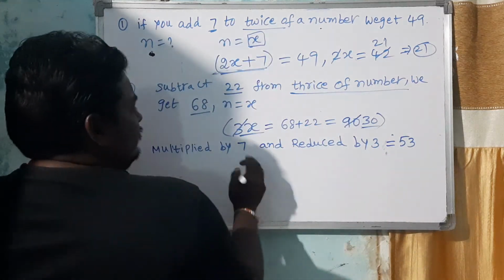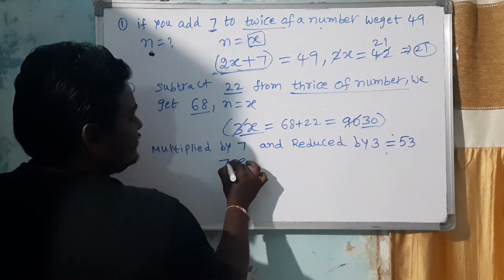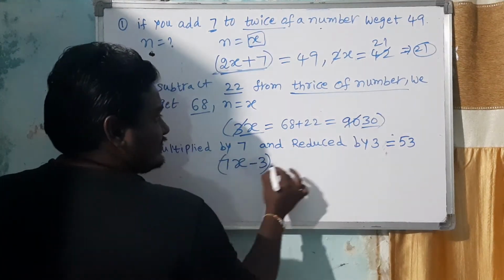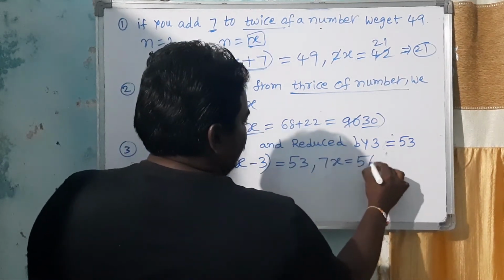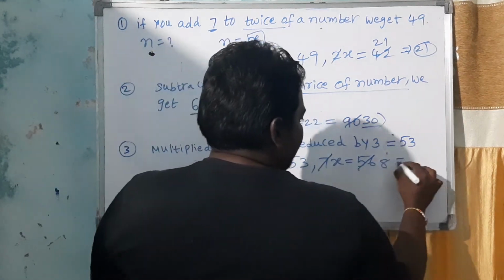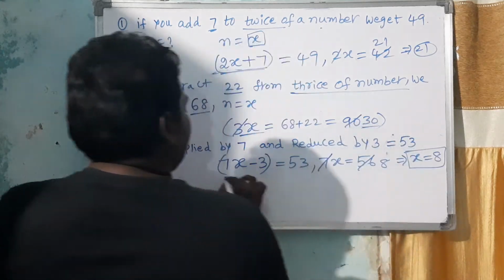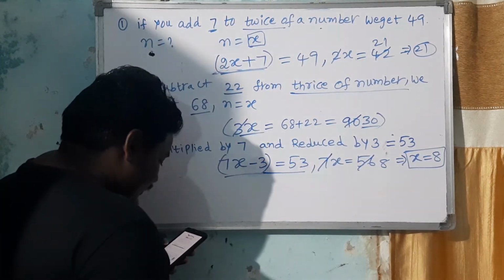Okay. Number, let me take that number as x. Multiplied by 7 means 7x. So reduced by 3 means 7x minus 3. 7x minus 3 equal to 53. 7x equal to directly 56, transferring the 3 to this side. 7 8s, x equal to 8. If you put x equal to 8 in the equation, this will be satisfied. Okay.